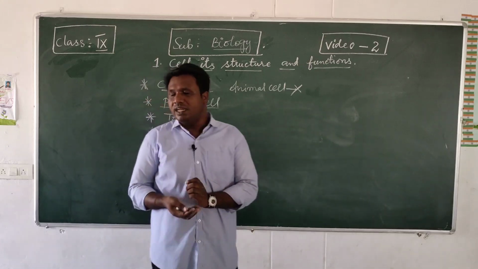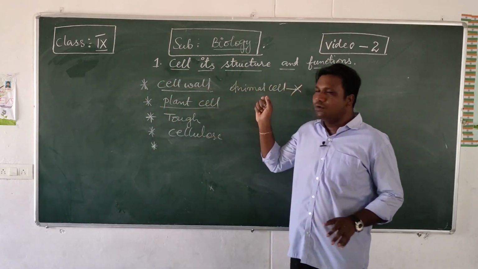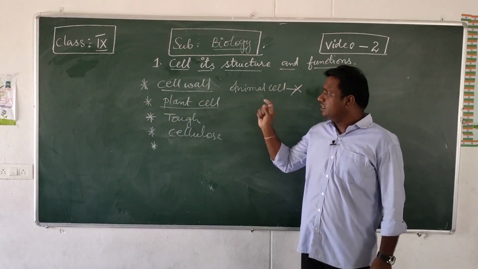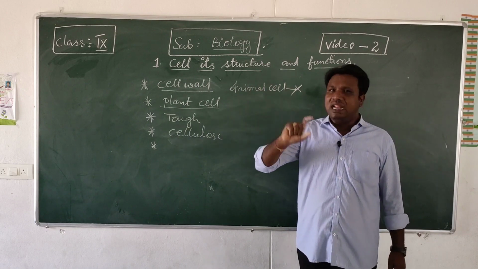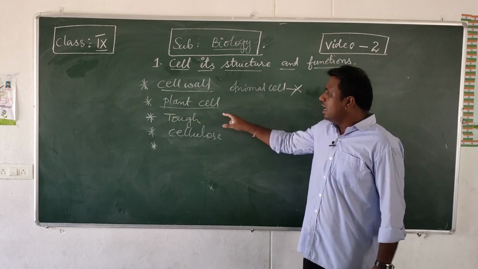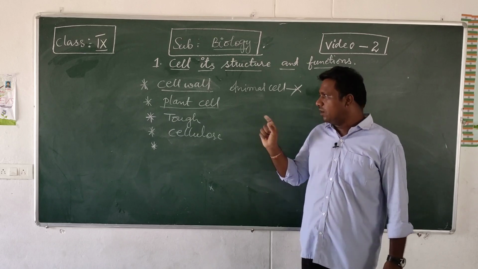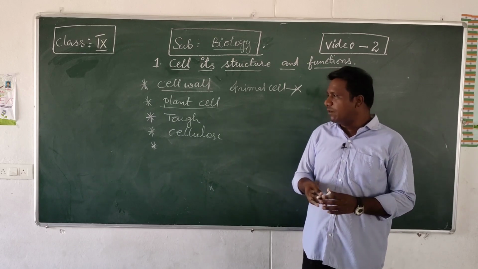So what are the important functions of this cell wall? Where is this cell wall present? The cell wall is present around the plant cell, not in the case of animal cells. And how is it? It is very tough or hard in nature. What is it made up of?